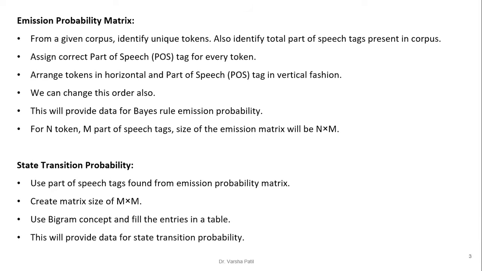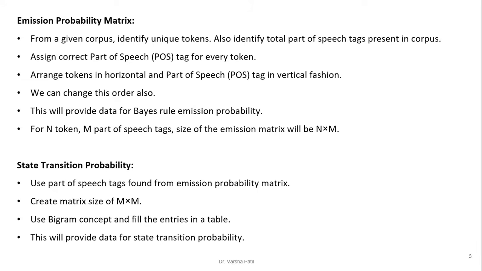Emission probability matrix. From a given corpus, identify unique tokens. Also identify the total part of speech tags present in the corpus. Assign the correct part of speech tag to every token, because when we design the emission probability matrix and state transition probability matrix, it is the training of the data. So from the corpus we need to identify the correct part of speech tag and assign it into the probability matrix, that is both emission and state transition. Arrange tokens horizontally and part of speech tags vertically. We can change this order also. This will provide data for the Bayes rule emission probability. For n tokens and m part of speech tags, the size of the emission matrix will be n into m.